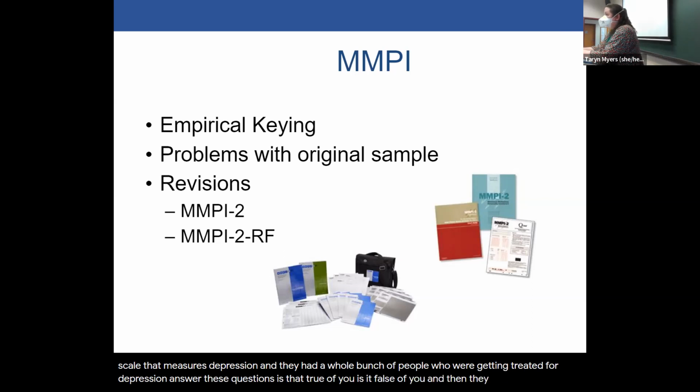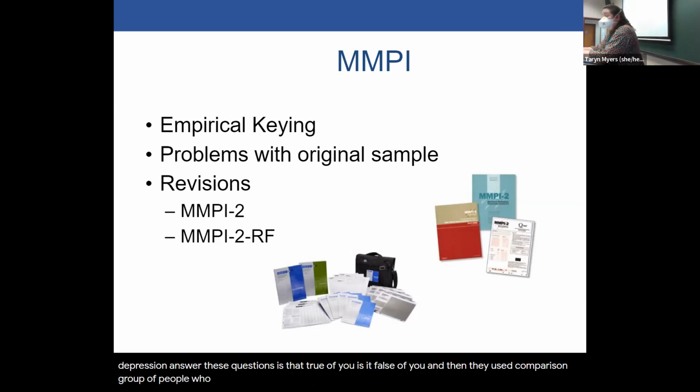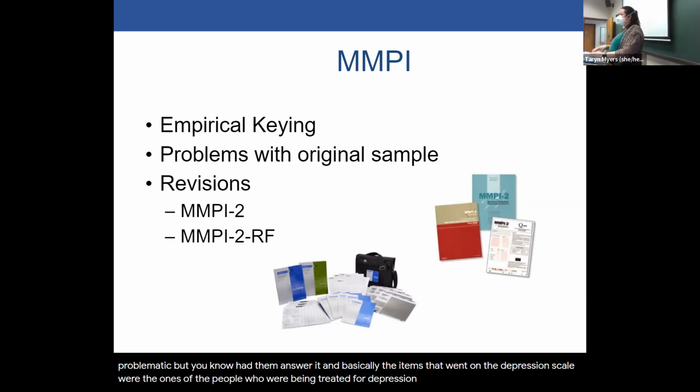And then they used a comparison group of people who supposedly didn't have depression. I'll say in a minute why that might have been problematic. But they had them answer it too. And basically the items that went on the depression scale were the ones that the people who were being treated for depression said, yep, these apply to me, and the ones who were not in treatment for depression said no.